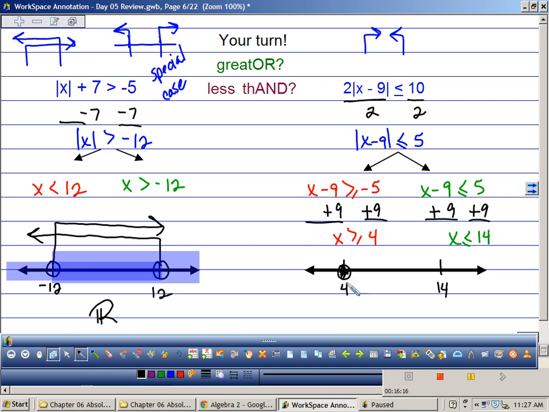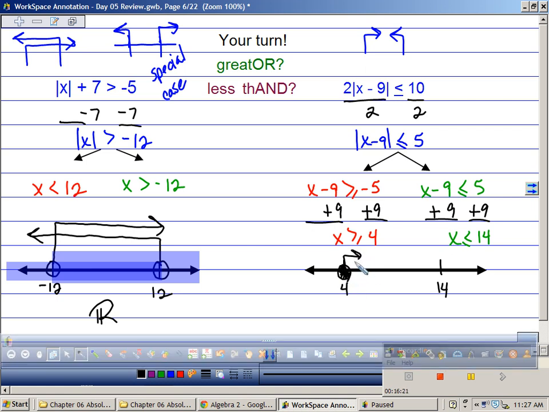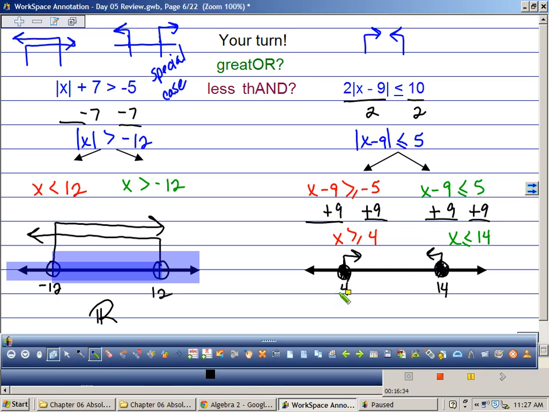Greater than or equal to means including, shaded in. Greater than is this way. X is less than 14. We didn't have to cross over or anything, right? As we were solving these, this is pretty straightforward. This means all of the solutions that are inside.